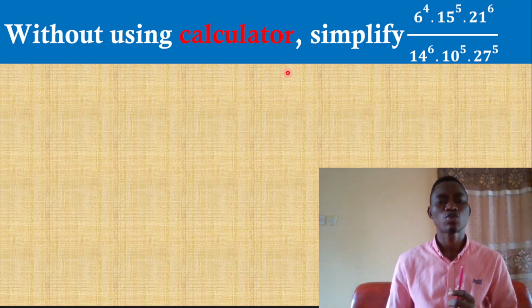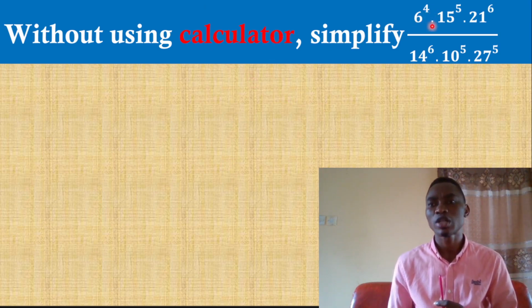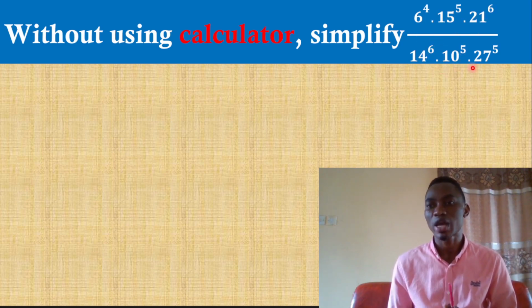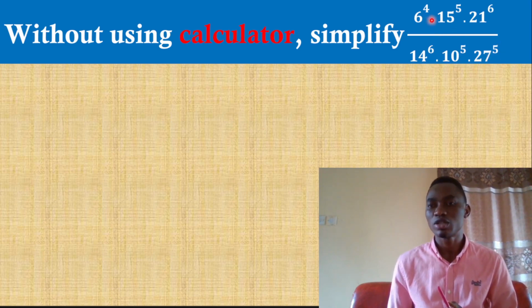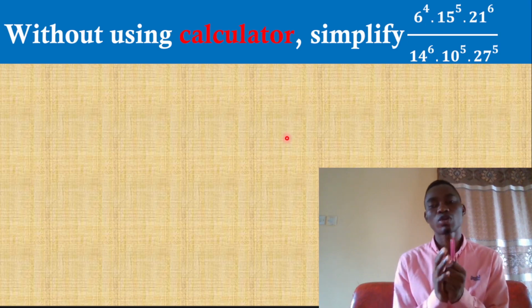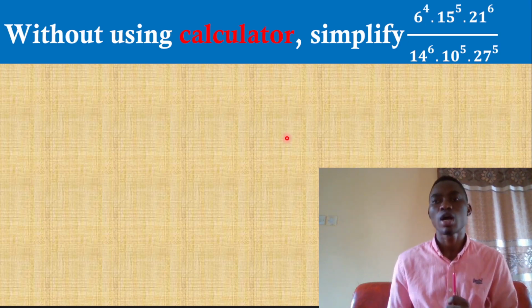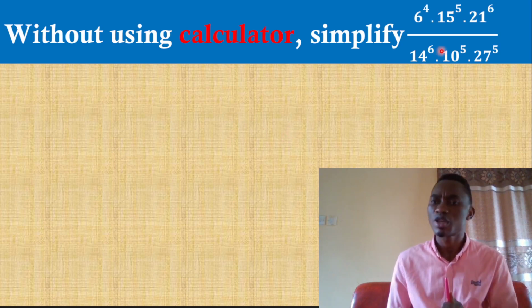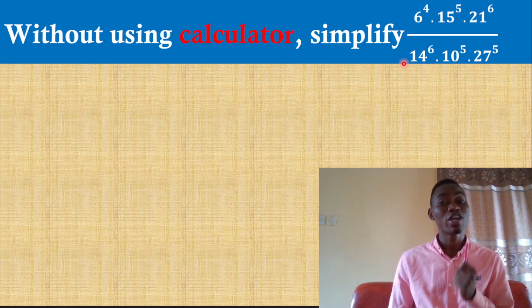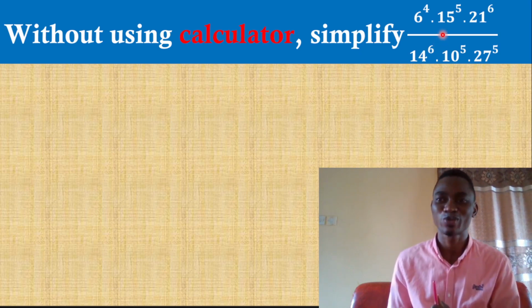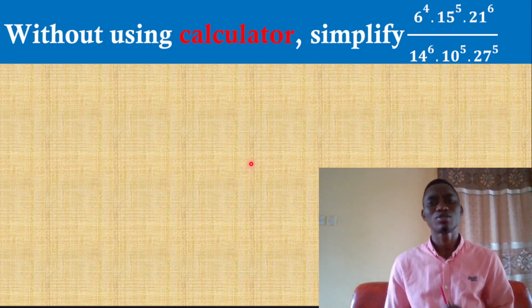The question says, without using a calculator, simplify 6 power 4 times 15 power 5 times 21 power 6, all divided by 14 power 6 times 10 power 5 times 27 power 5, okay? This dot means multiplication, it means times. All right, this is what I want to solve with you today. And it is going to be very simple. Don't forget, a calculator is not allowed. Okay, now let's look at the solution.